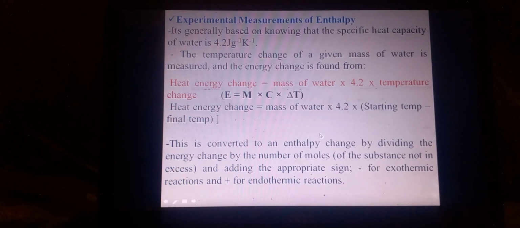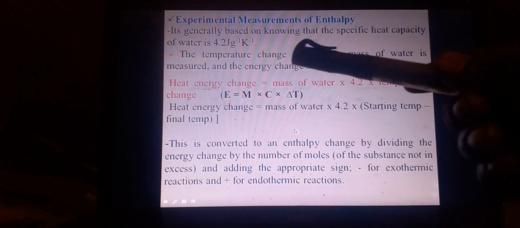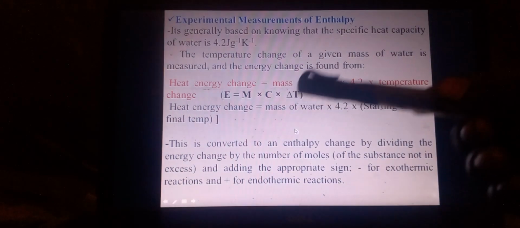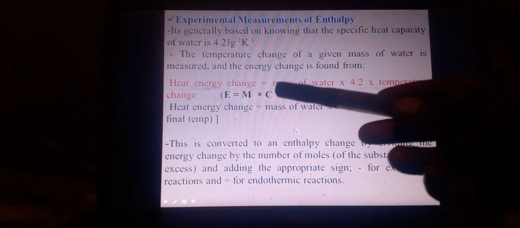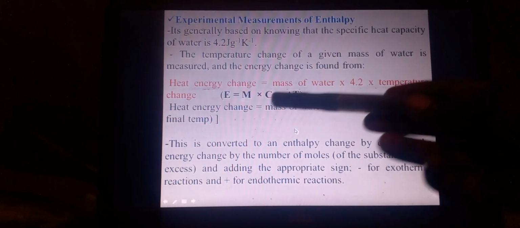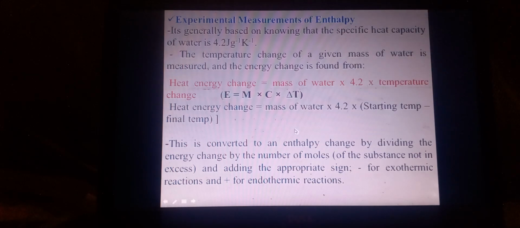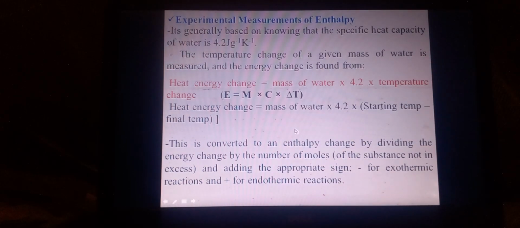So now the formula is normally given by heat energy change, which is given by mass of solution times specific heat capacity times temperature change. So remember, this specific heat capacity is normally a constant, which is 4.2. Then temperature change, we normally obtain it by taking the final temperature minus the initial temperature. So final temperature minus initial temperature will give us the temperature change.